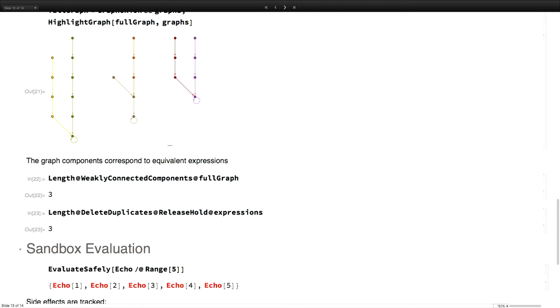So that's kind of the bulk of how the rule system works. Just taking these transformation rules and repeatedly applying them in a specific direction to reach this canonical form for these expressions.